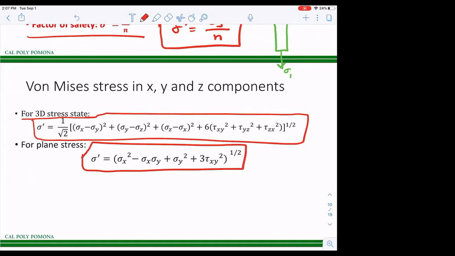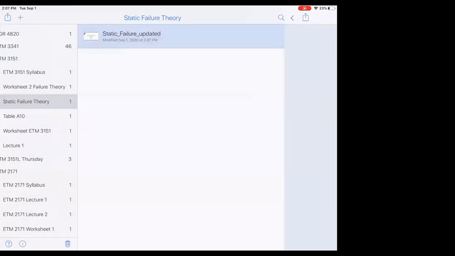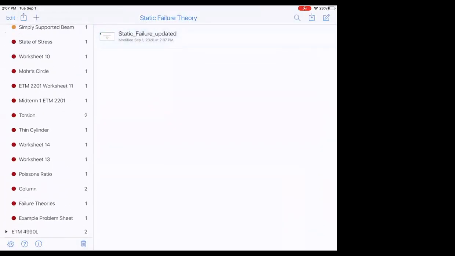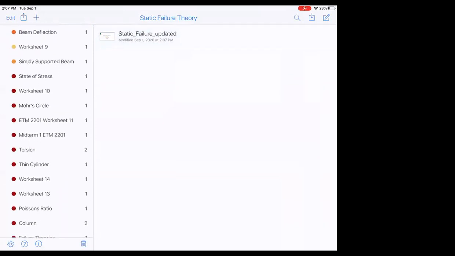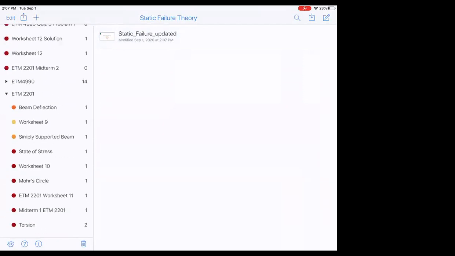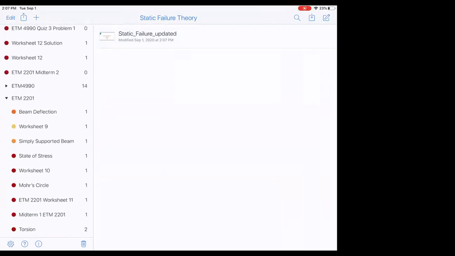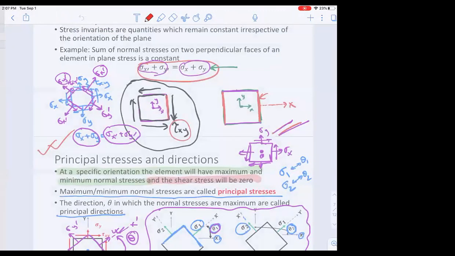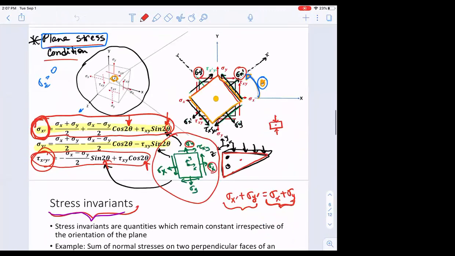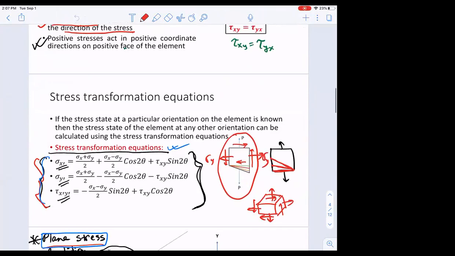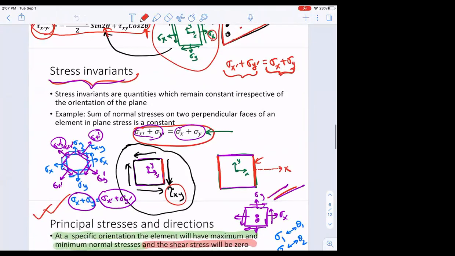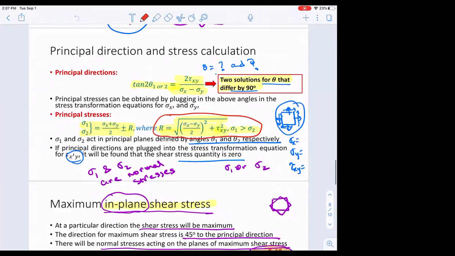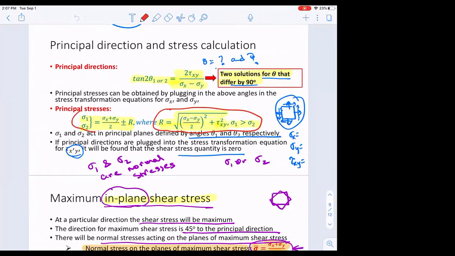Or the other way would be the stress transformation from your strength of materials class. Let me see if I have stress transformation. I remember seeing it somewhere here. Beam deflection, state of stress. Okay, this is my strength of materials lecture. If you know sigma x, sigma y, and tau xy, you can directly calculate principal stresses using this formula.